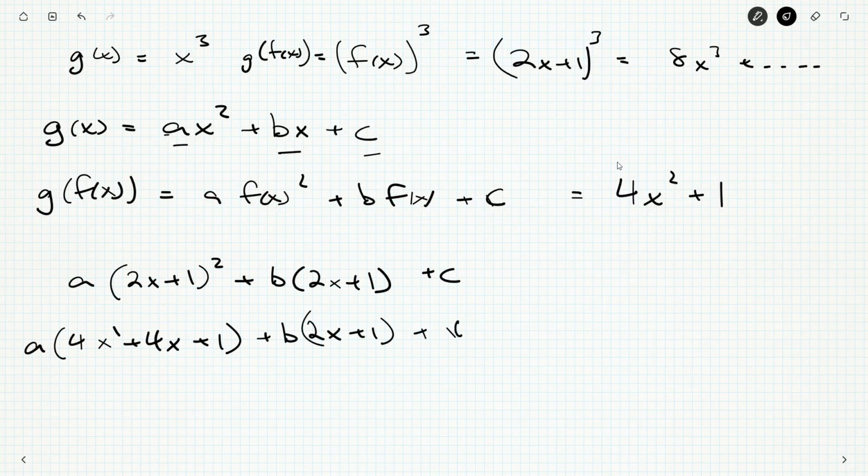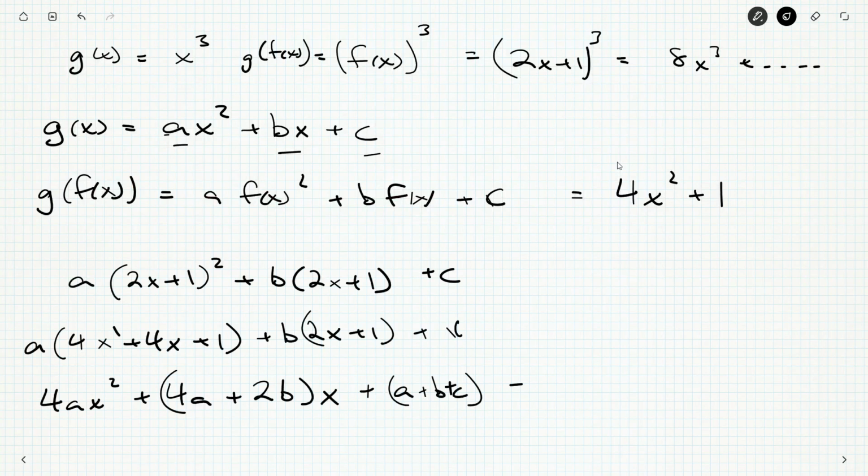So we have 4ax squared. We're going to group like terms together, so 4a plus 2b x, and then a plus b plus c gives us our constant term. And we know that's got to match up with 4x squared plus 1. Now, polynomials are only equal if their coefficients are equal. So we get a nice system of equations.